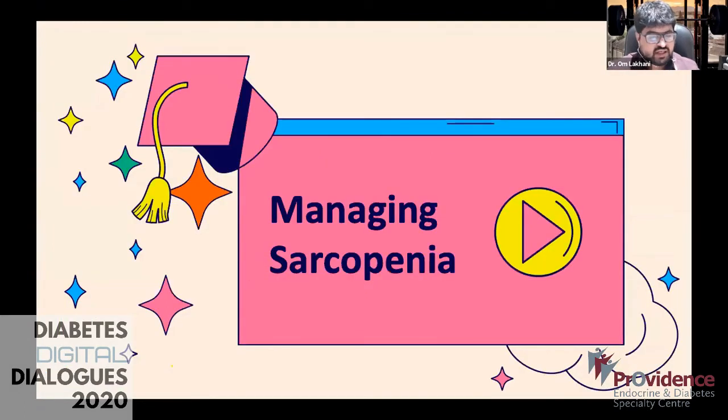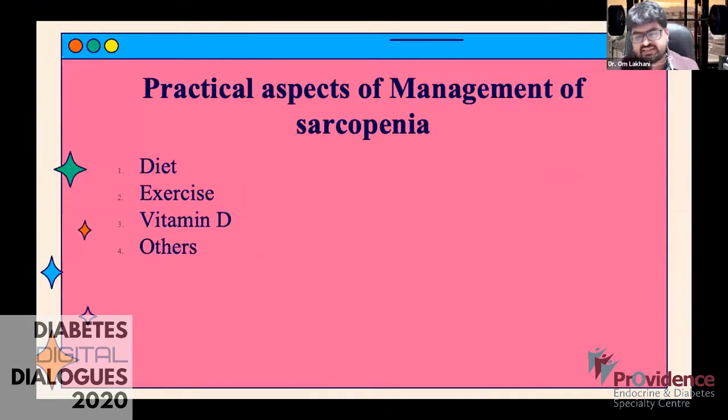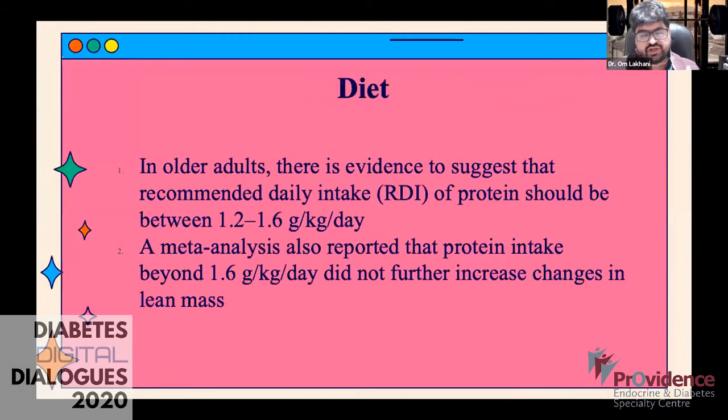So how do you manage sarcopenia? Diet, exercise, vitamin D. These are the three main pillars. For the diet, of course, you need to increase the protein content. Studies have shown that a protein intake of 1.2 to 1.6 gram per kg per day, that is the recommended daily intake, leads to improvement in the muscle mass. However, increasing it beyond 1.6 grams per kg does not lead to a further increase in lean mass. So this is your standard protein intake, which of course Indian patients often don't take this much of, and it often leads to improvement.